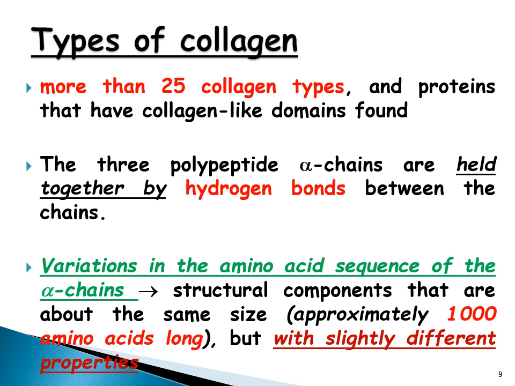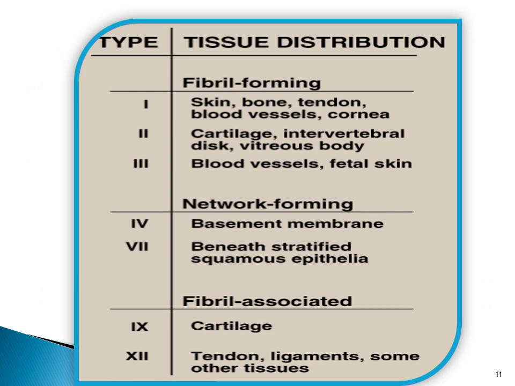So these different 25 types of collagen present in our body have various amino acid sequences in the alpha chain. Because of this variation, they have slightly different properties from each other. You can see here, there are varieties of collagen fibers. The main ones are fibril forming, network forming, or fibril associated.